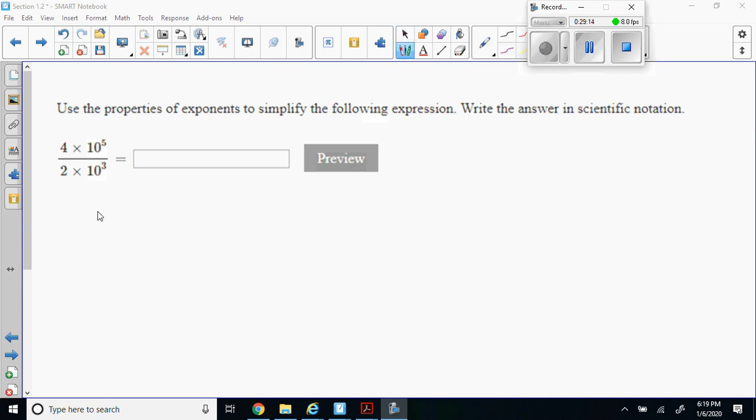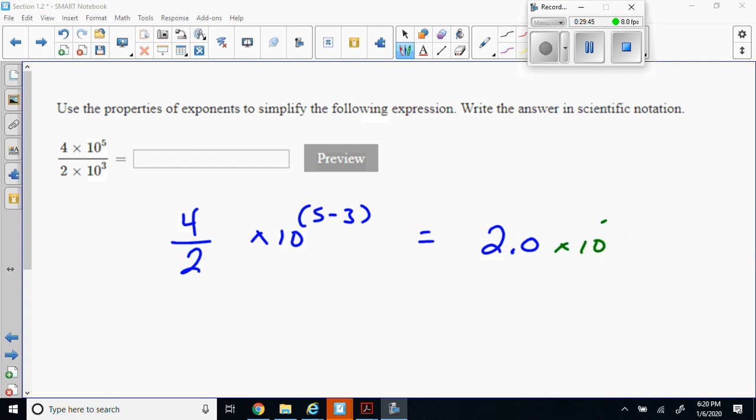All right. So when you have scientific that's being divided, then you need to break it up. You keep the numbers being divided. 4 divided by 2, right? Times 10 to the, what's that, 5? 5 minus 3. It's the quotient, which means subtraction, right? So what's 4 divided by 2? That equals 2 or 2.0, doesn't matter, right? Times 10 to the who? Just a second.